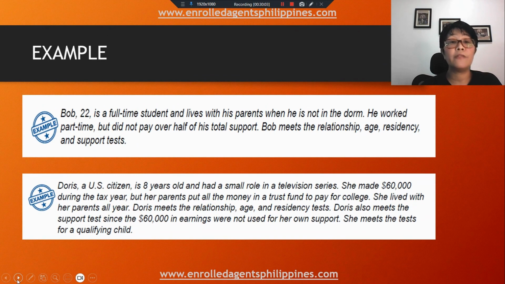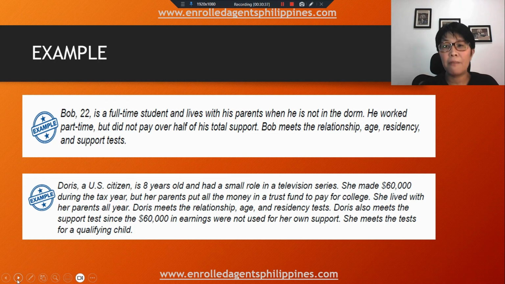Bob, 22, is a full-time student and lives with his parents when he is not in the dorm. He worked part-time, trabaho daw, but did not pay over half of his total support. Bob meets the relationship, age, residency, and support test. So, yeah. Number 2. Doris, a U.S. citizen, is 8 years old. Ito yung kaninang related na sa sinabi ko. And had a small role in a television series. She made $60,000 during the year.